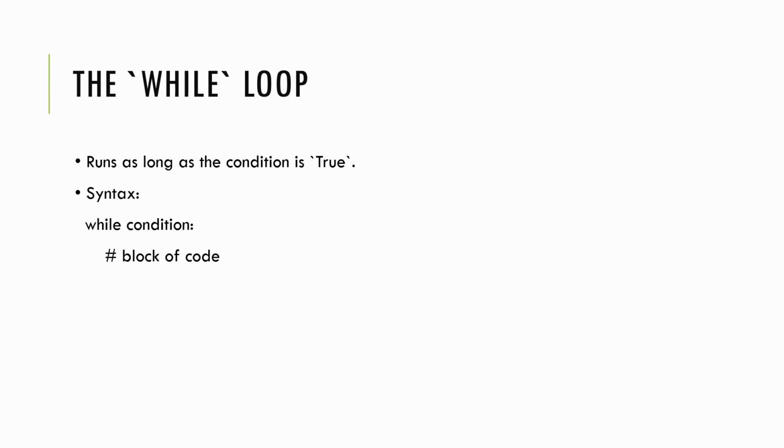Next, let's explore the while loop. Unlike the for loop, which iterates over a sequence, the while loop continues to execute as long as a specified condition remains true. It's ideal for situations where we don't know the exact number of iterations upfront. As long as the condition is true, the loop keeps running.